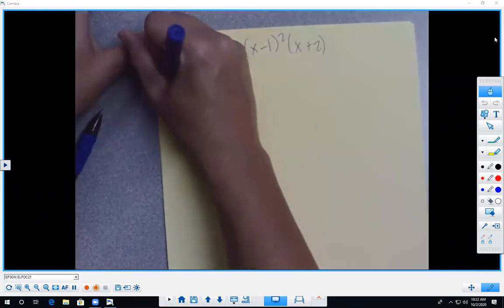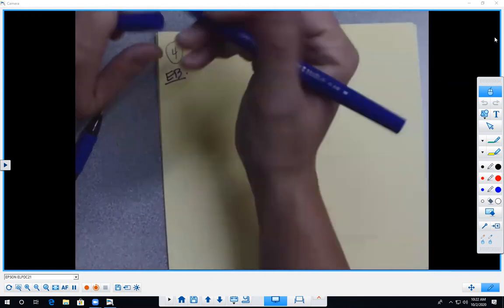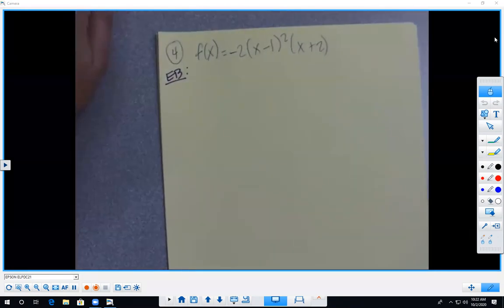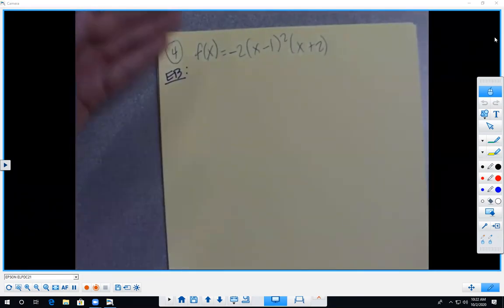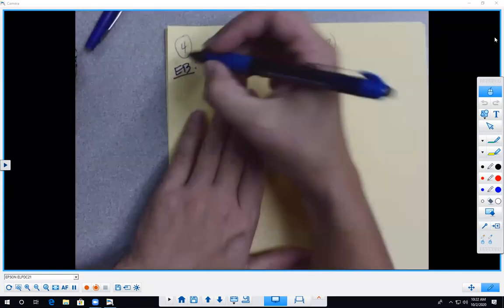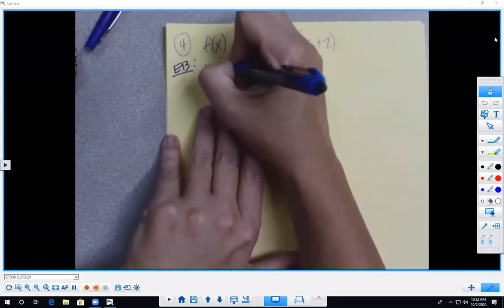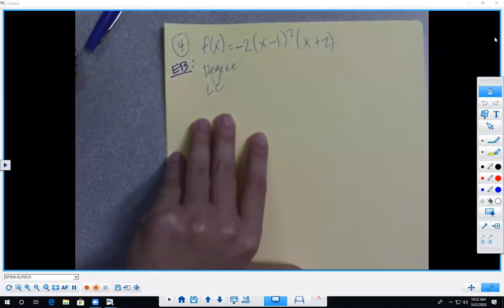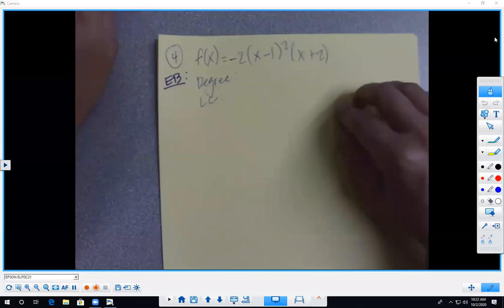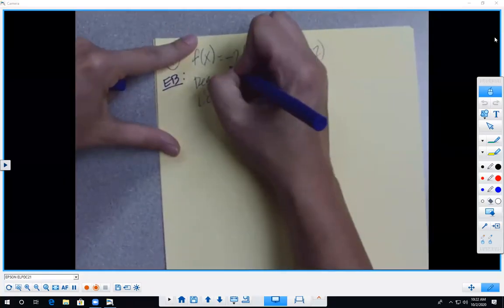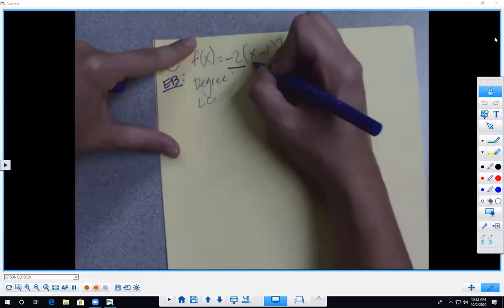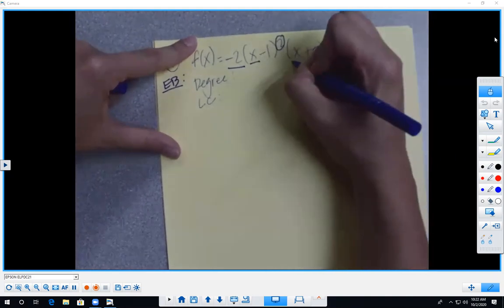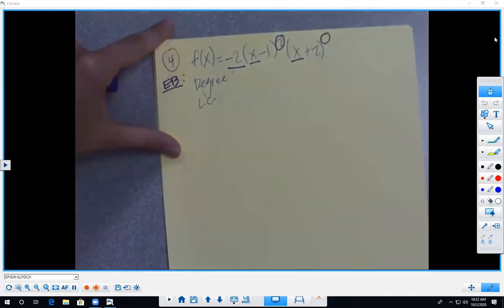End behavior. End behavior is the degree and the leading coefficient, which can be kind of difficult whenever it's written like this. The degree and the leading coefficient come from the very first term when it's all multiplied out. To find the very first term when it's all multiplied out, you multiply the number in front times the x to whatever power times the x to whatever power.